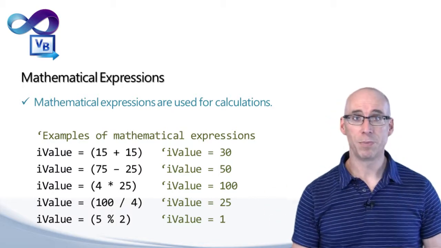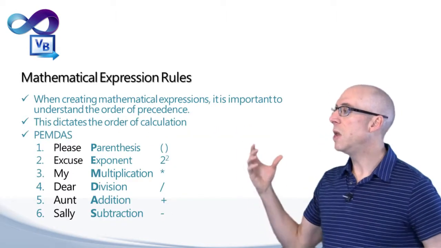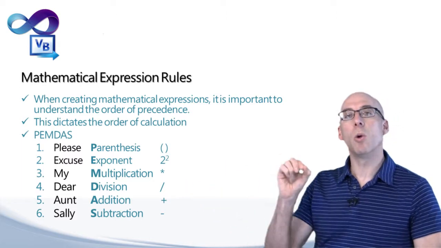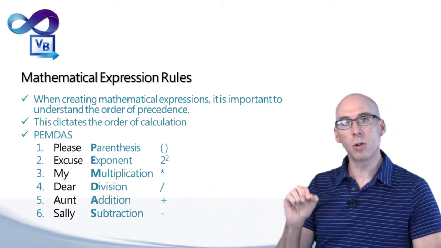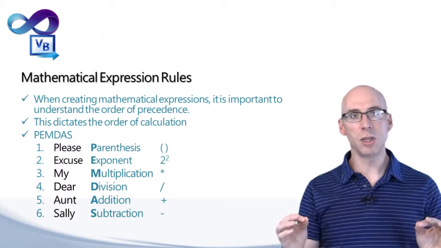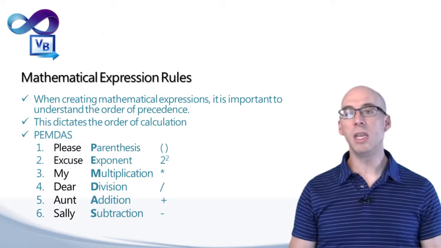So now, when we're doing mathematics, we need to understand the expression rules. And this is the order of precedent. This is the order that the compiler is going to use to calculate any end result. And this was a standard that was created many years ago.